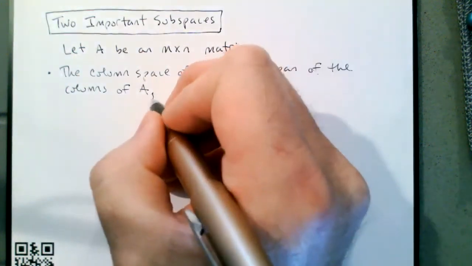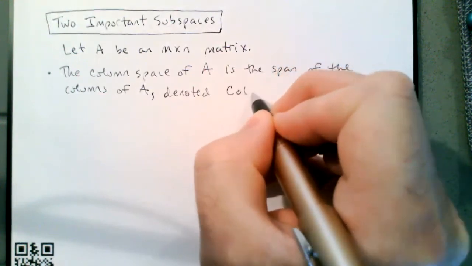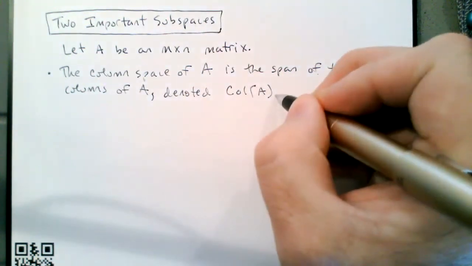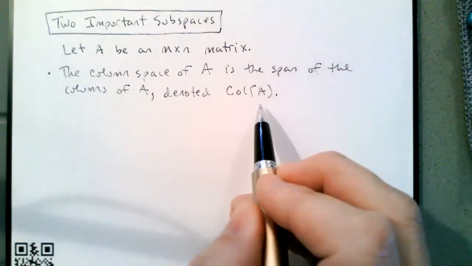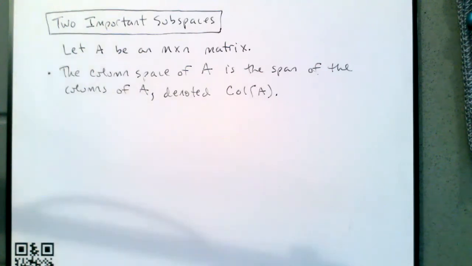The notation for this, because this is math and we always have to have an abbreviation. Sometimes we don't put parentheses around the A, but I don't have italics to separate the A from the column space part, so I'll put the A in parentheses. So the column space of A, denoted col A, is the span of the columns of A. This has to be a subspace because we know that the span of a set of vectors is always a subspace. The column space of A is a subspace of Rm.